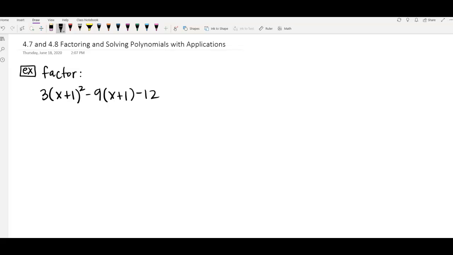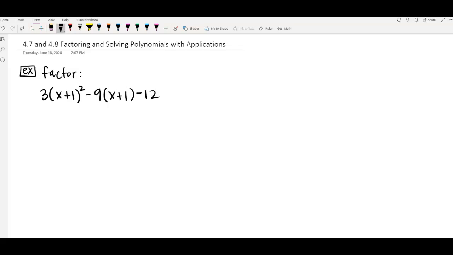minus 12. So this isn't in factored form because remember we said when it's in factored form you have something times something else, right? So everything's connected by multiplication. But here we have some things connected by subtraction, right? And so I want to show you a way that we're going to be talking about later on too. So I want to introduce it now because I think it's going to help you with some things that we'll be talking about in the future.